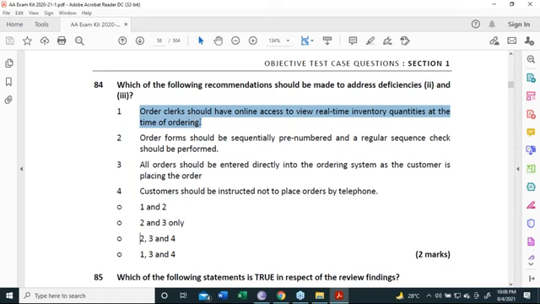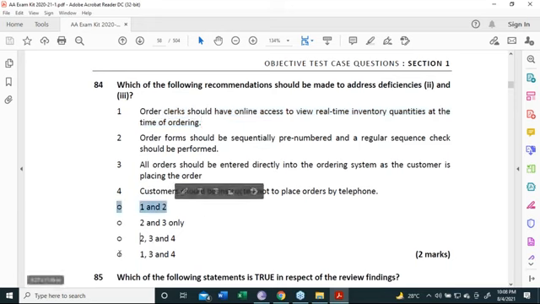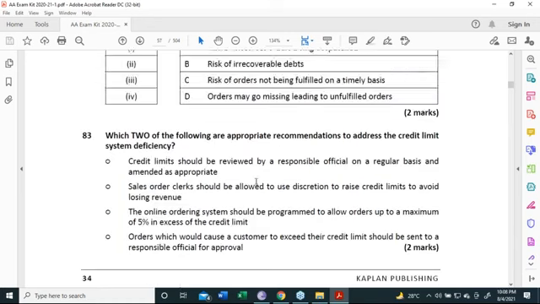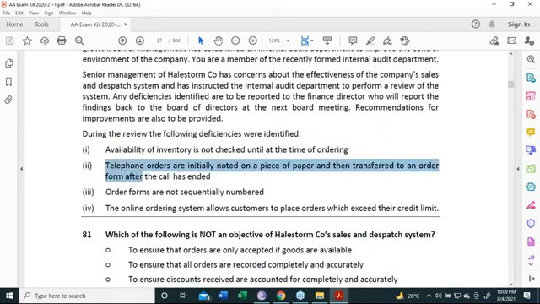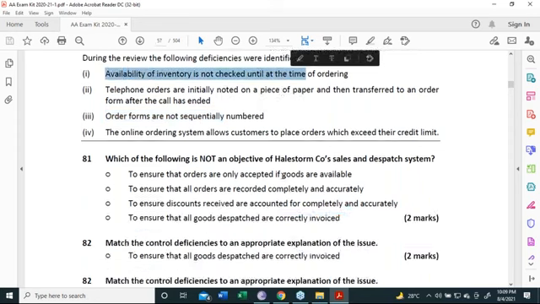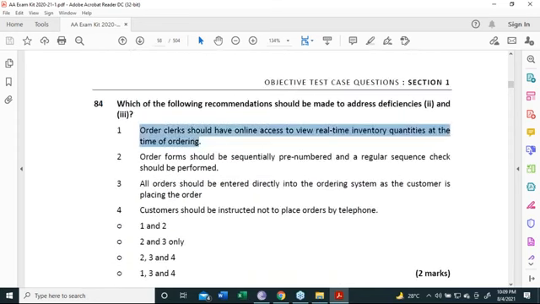Order clerk should have online access to view real-time inventory quantities at the time of ordering. That has got nothing to do with those two deficiencies. So option number 1 is not a correct option. If option number 1 is not a correct option, option A cannot be your answer. Option D cannot be your answer. See, what's the deficiency at 2 and 3? Deficiency number 2 and 3 are, they are not recorded directly on the paper and they are not sequentially numbered. The recommendation number 1 has got to do with deficiency number 1. First is not the correct answer.